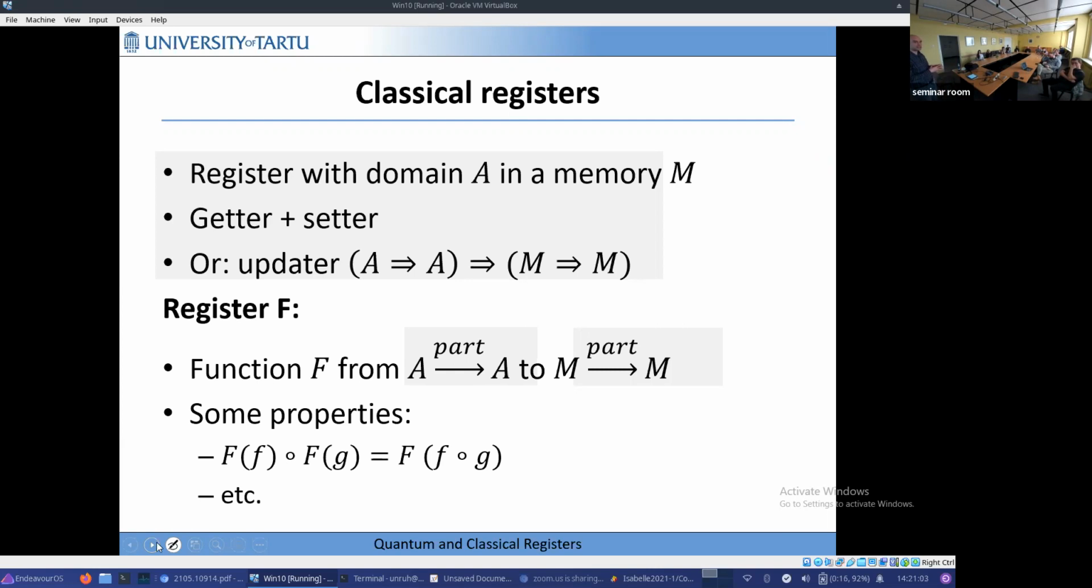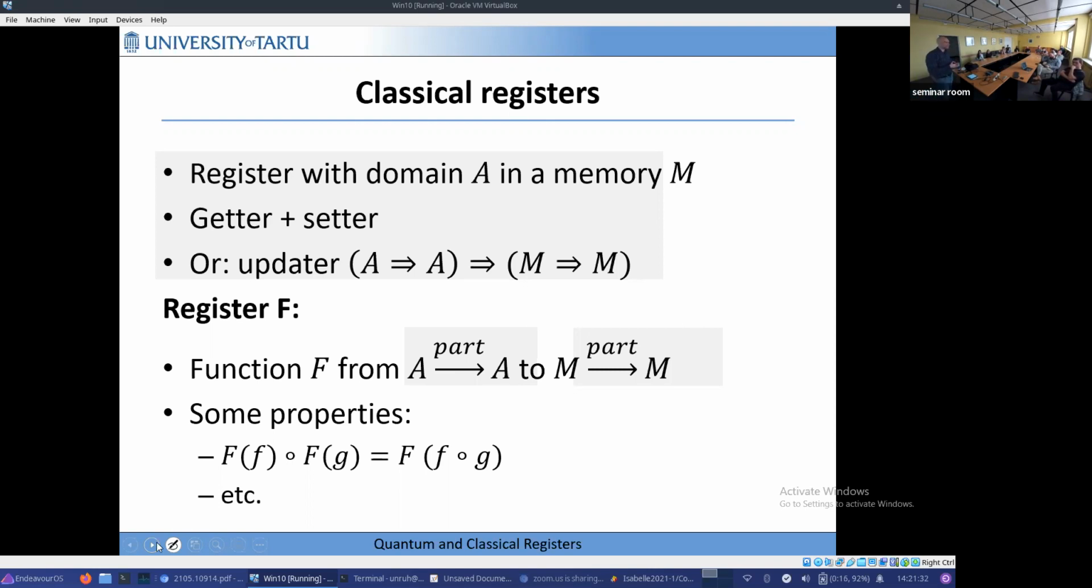There's a different way that is equivalent to specifying a getter and setter, namely by giving an updater. I'm not sure, this doesn't sound very good. I don't know, maybe there's a better word. So basically, if I give you a function for how I operate on A, it gives me what this does to the whole memory. And I can obviously reconstruct the setter from that by just putting in a constant function.